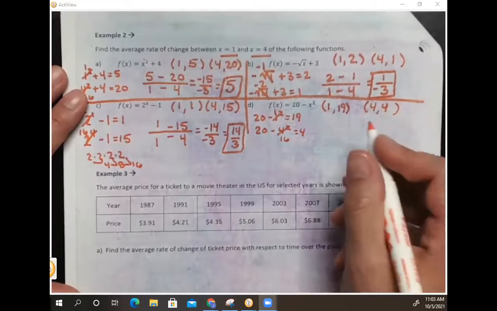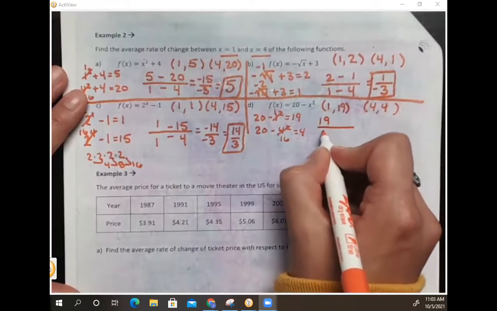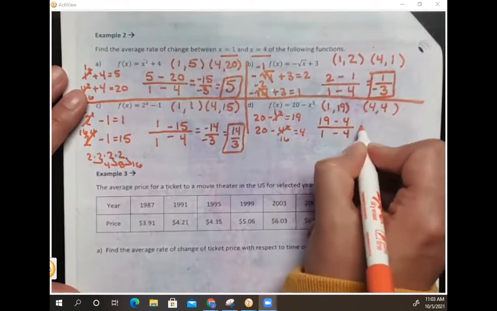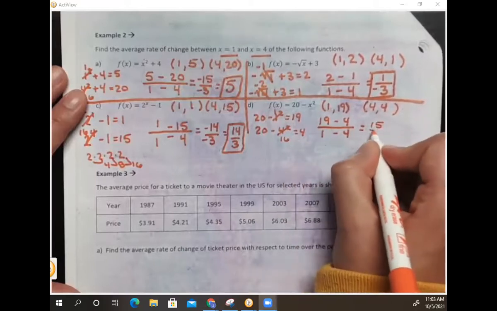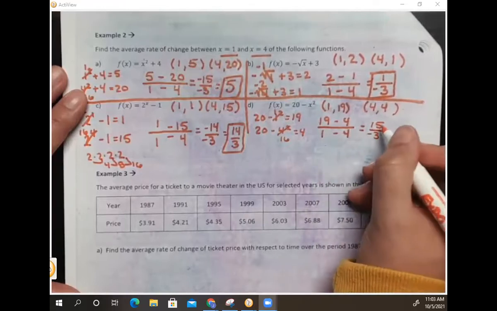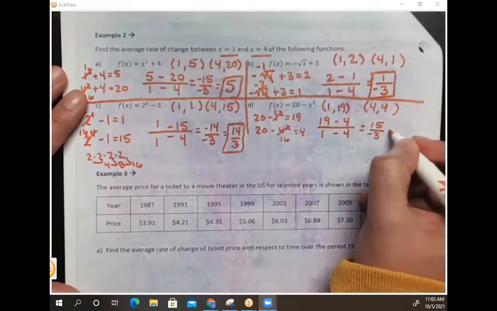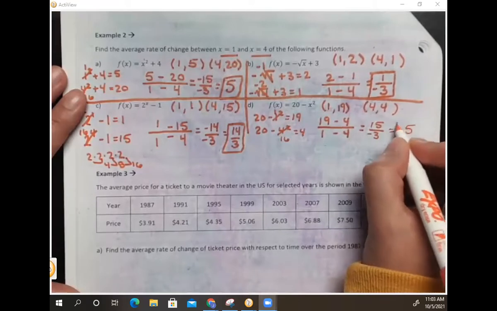Now I'm going to find the slope between those 2 points. Remember, y on top, x on bottom, so 19 over 1 minus 4 over 4. 19 minus 4 is 15. 1 minus 4 is negative 3. 15 over negative 3, I can reduce, since 3 is a factor of 15, we could divide this, and I would get negative 5 for my slope here.